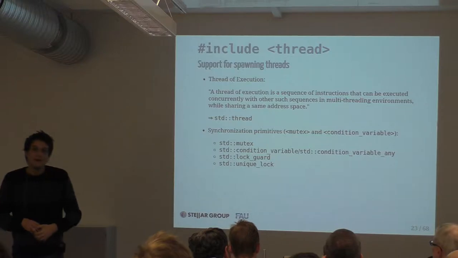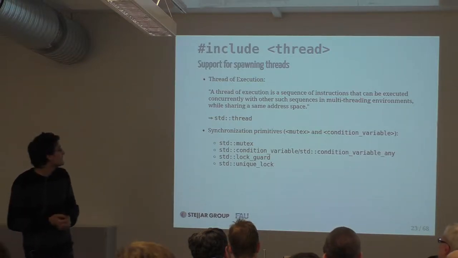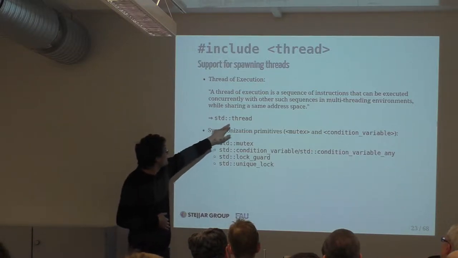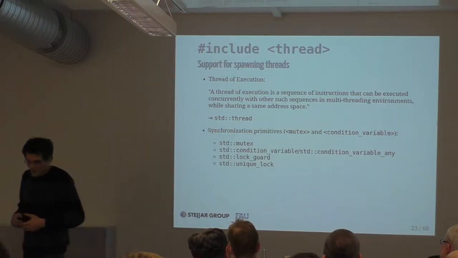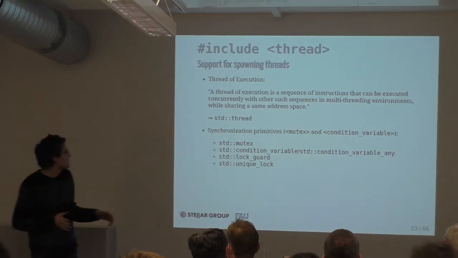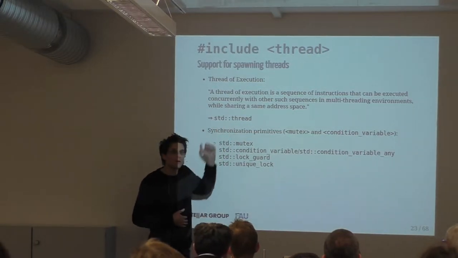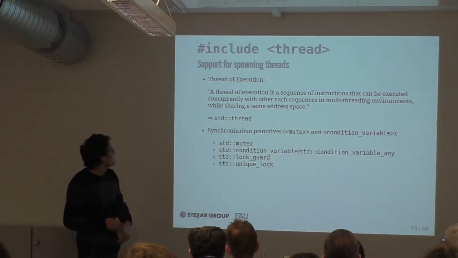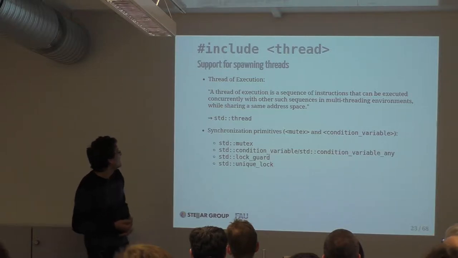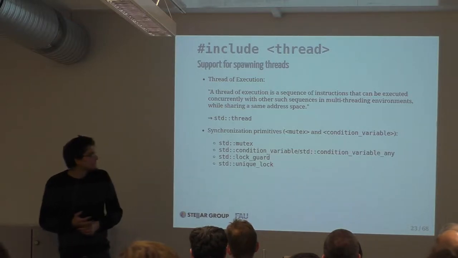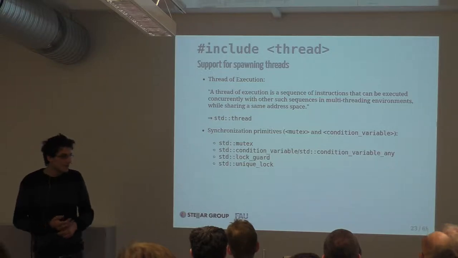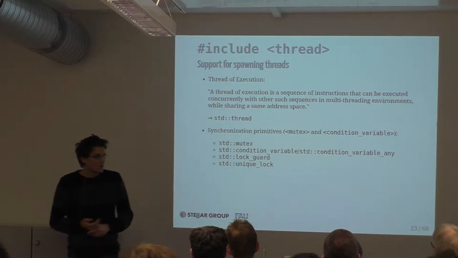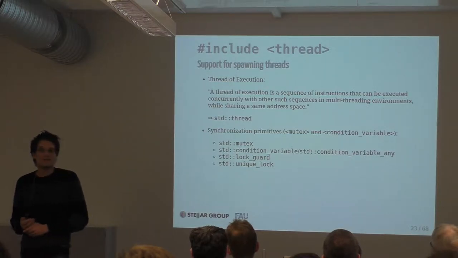For this, as the basic, what std::thread does is essentially you can pass it a function, or a callable. And what the implementation then does is it spawns a new thread of execution. And a thread of execution is a sequence of instructions that can be executed concurrently with other such sequences in multi-threading environments while sharing the same address space.